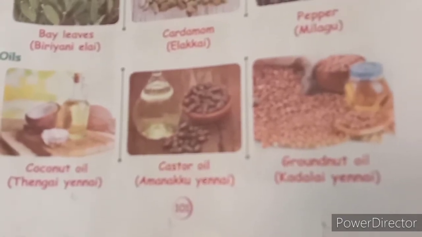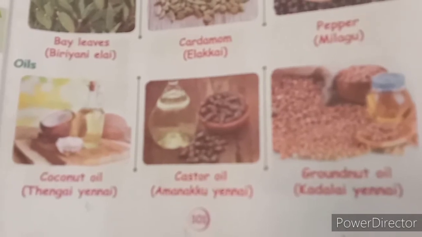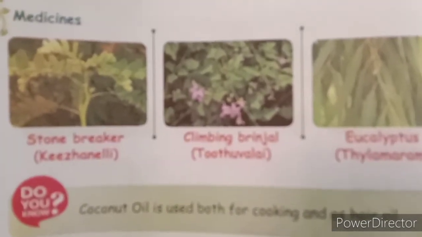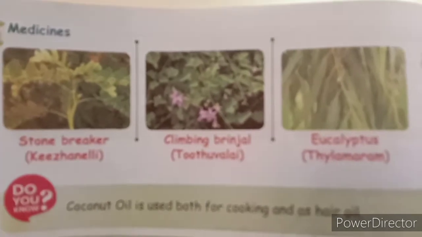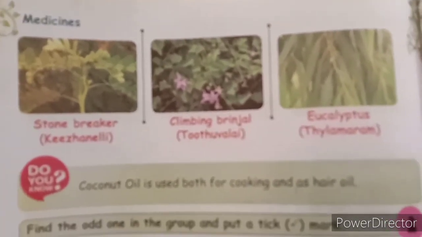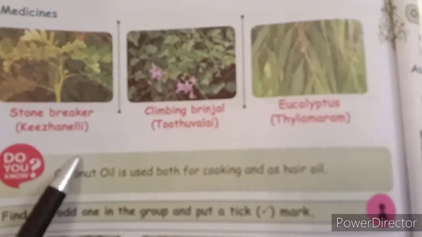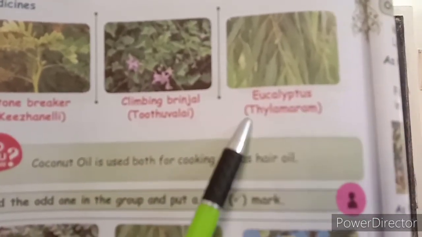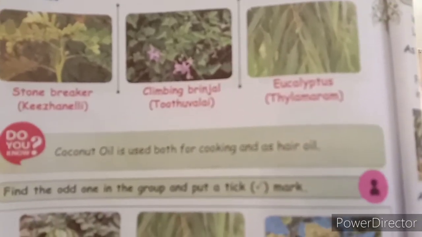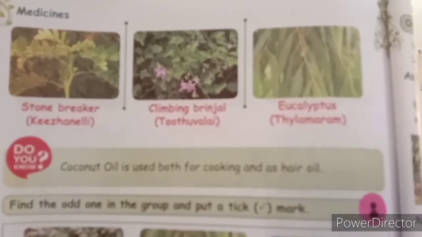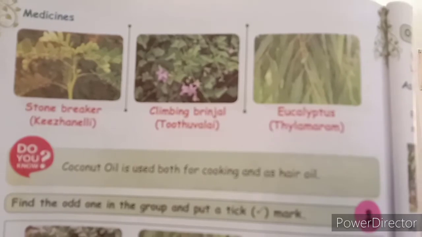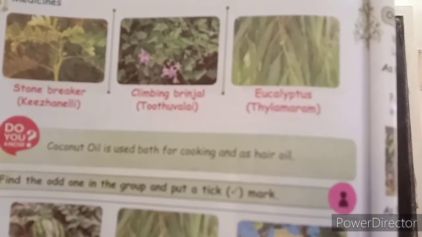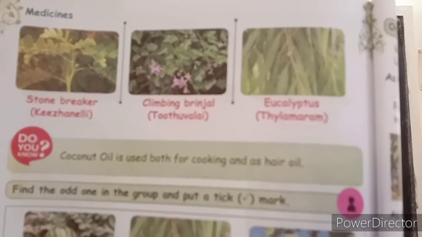So we are moving on to the next page for medicine, that is page number 102. So take your book, flip your page and see that. Yes, now look into your book. Here in page number 102 we are going to see medicines. First one is stone breaker, that is in Tamil they used to say kizhanelli, and next one is climbing brinjal, that is thoduthalai. Next one is eucalyptus, that is thailamaram. Okay, so there are lot of plants there, but in this book they have given only three. First one is stone breaker, second one is climbing brinjal, third one is eucalyptus, that is kizhanelli, thoduthalai, thailamaram.